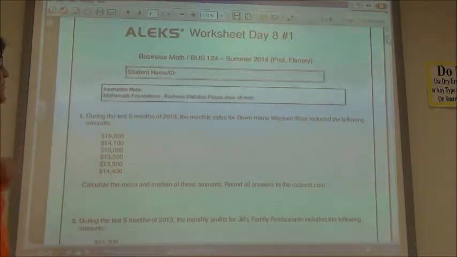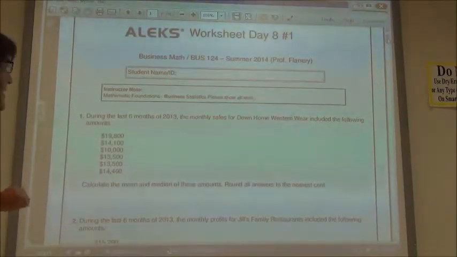During the last 6 months of 2013, the monthly sales for Down Home Western Wear included the following amounts, and they have those amounts listed. Calculate the mean and the median of these amounts. Round your answers to the nearest cent.